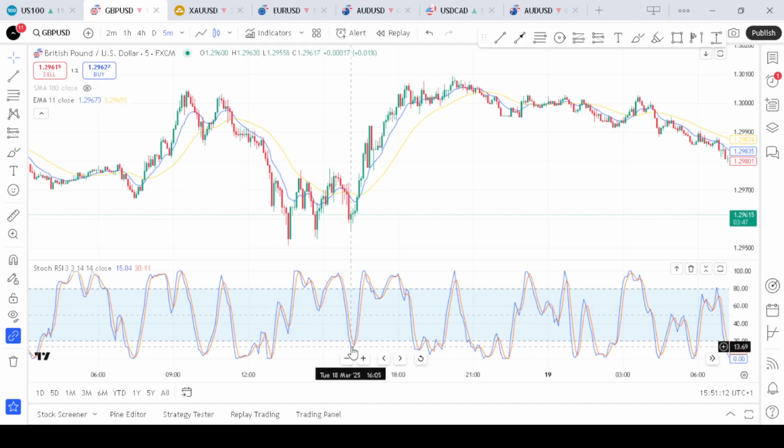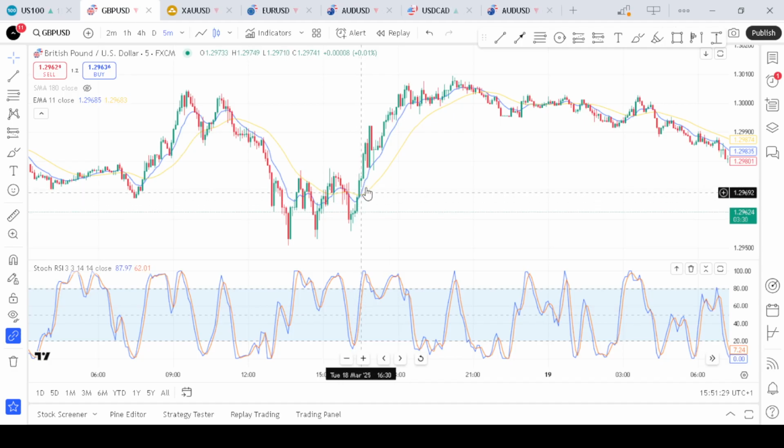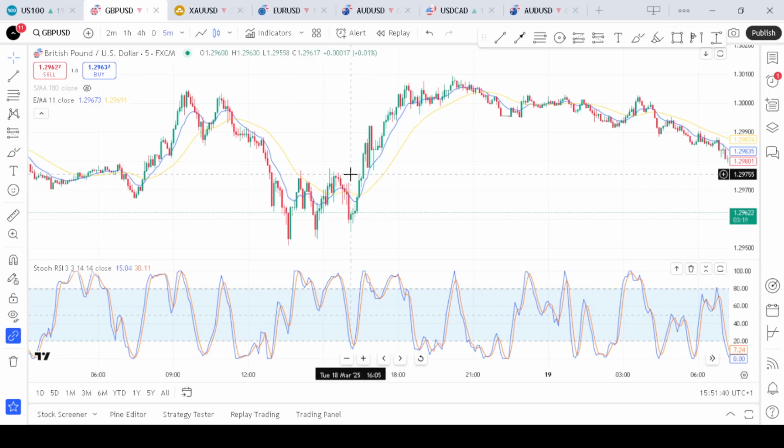When we notice the crossover, we confirm by waiting for our 11 EMA to cross above our 21 EMA. As we can see in this area, the 11 EMA, this blue line, has crossed over our 21 EMA, which is this yellow line. This signifies a long position, so we would enter our trade when the current price candle closes.